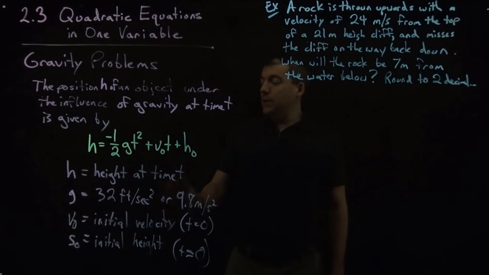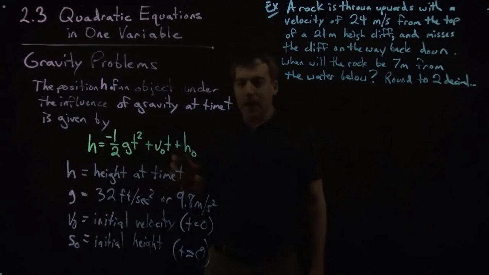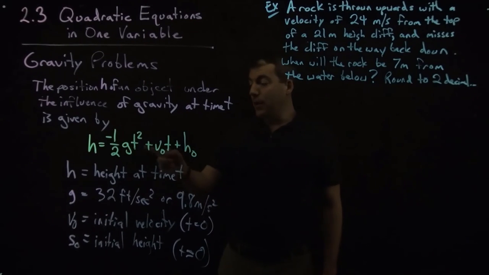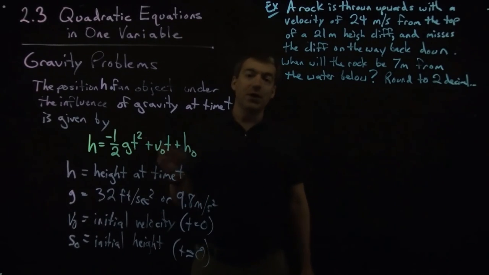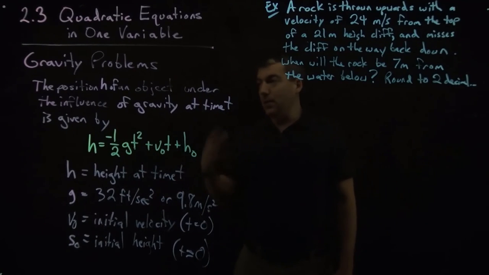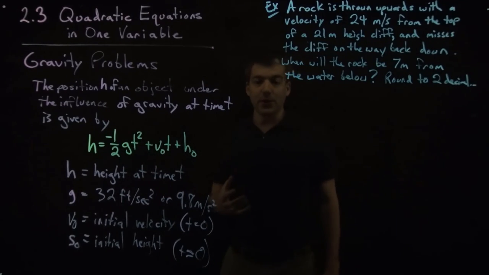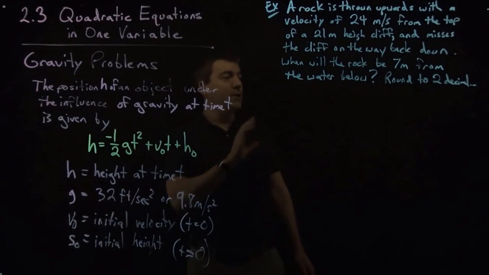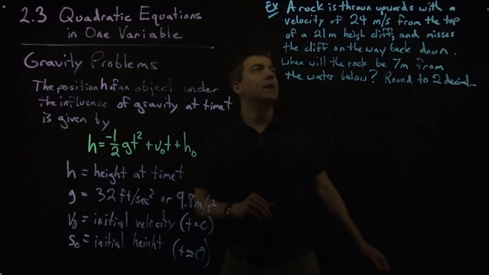Okay, so this is just a quadratic equation of a single variable. The variable here is t for time, and then we solve those as we did in the previous videos, using the previous techniques in this section. So here's an applied problem. Let's go ahead and work through this.